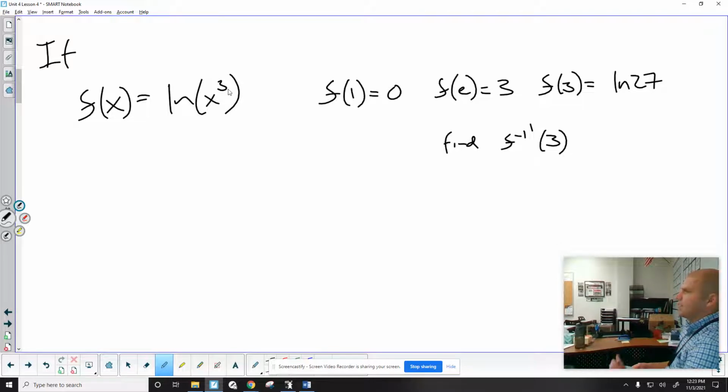My function is log x cubed. Here's a couple points on log x cubed. 1, 0, right? The log of 1 is 0. E, 3: the log of e cubed is 3. 27, 3 log 3: the log of 27 is just the log of 27. I would like you to find f inverse prime of 3. Go.